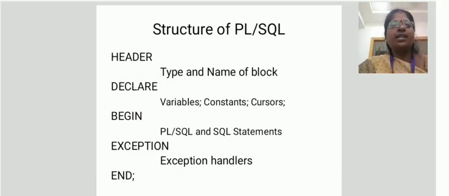Structure of PL/SQL. Header section: the header section includes the type and name of the block. Declaration section: it contains variables, constants, cursors. Begin section: it contains PL/SQL and the SQL statements. The coding of PL/SQL is contained in the begin statements. Exception: exception handles errors. And then end.